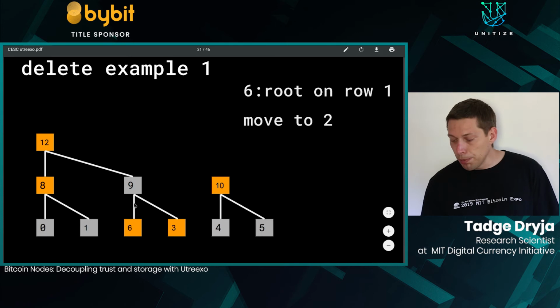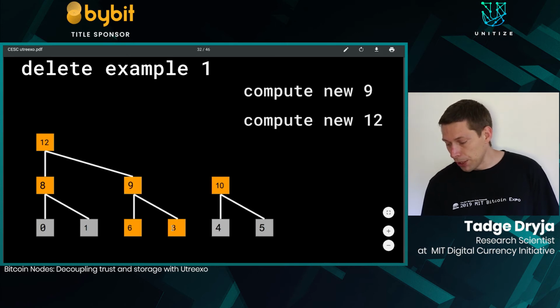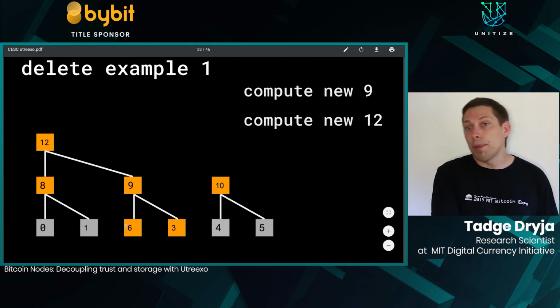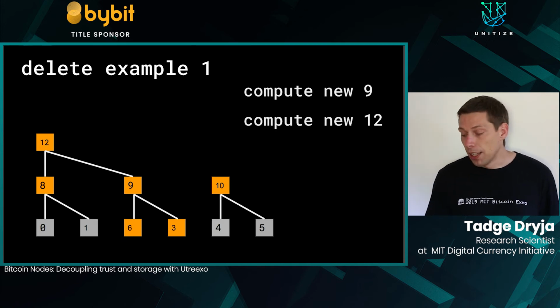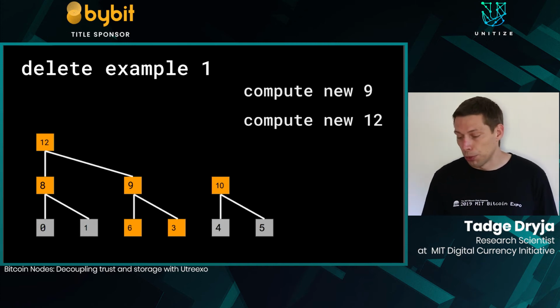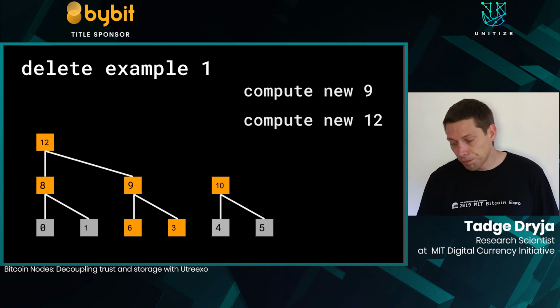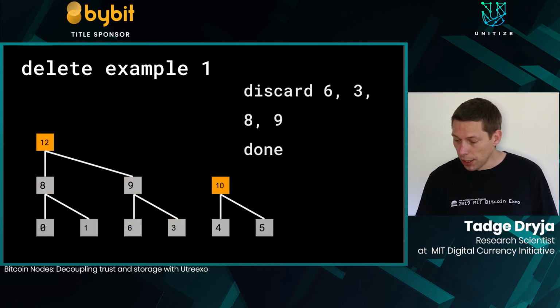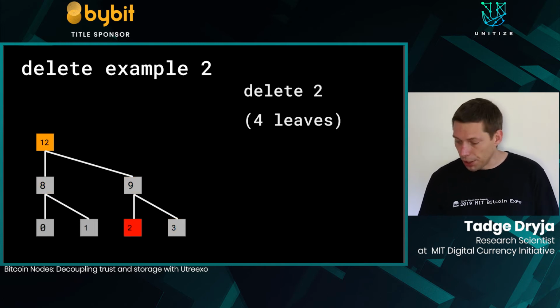And now I can recompute 9 because I know 3. 3 was part of the proof. I can recompute 12 because I know 8. 8 was also part of the proof. So now I've got a new 12 where 6 has swapped in for the thing that got deleted. This is great. The proof was exactly what I needed to recompute the root with this new substituted element. And similarly, then you discard and you're done.